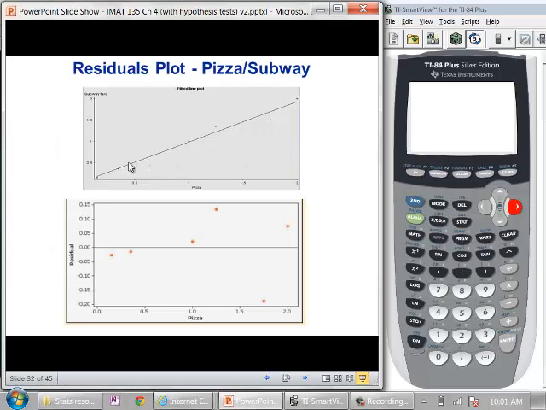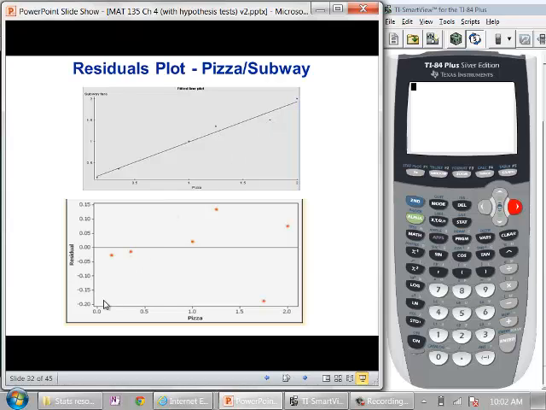So here is our original scatter plot for our pizza versus Subway fare problem. So this again has our data points and then it has our line. So notice that for some of these, the residual is going to be very small. This one here, this one, and this one, the points are all very close to the line. So the residuals would be small. And some of these are above the line, and some of them, the points are below the line.